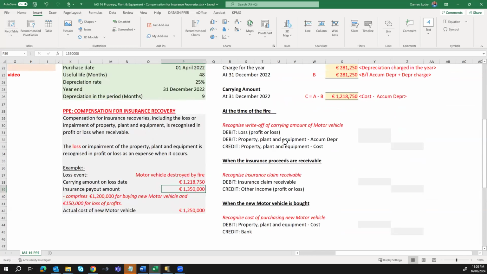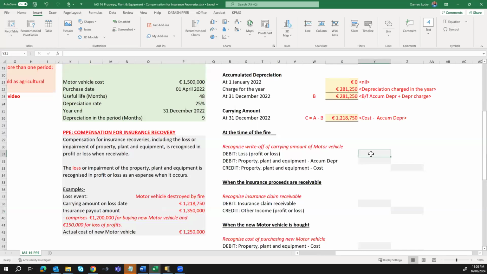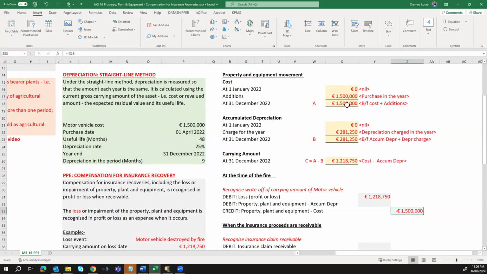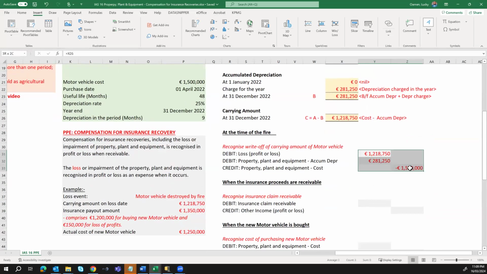So from our information and from the property and equipment movement schedule, we've determined that the carrying amount is 1.218750. All right, so we're going to recognize that amount as a loss in our P&L by debiting the P&L for the loss of the entire carrying amount. All right, then we're going to write off the cost amount of the motor vehicle and the accumulated depreciation as well. So the motor vehicle cost is 1.5 million, so we're going to write it off by crediting the cost of 1.5 million. Okay, and the depreciation that we have accumulated also needs to be written off. So accumulated depreciation is 281,250 euros, so I'll come in here and debit 281,250 euros. So this balances out our journal entries at the point of write-off when the fire incident has occurred. All right, so write this off the books.